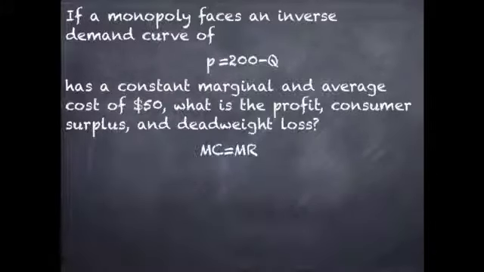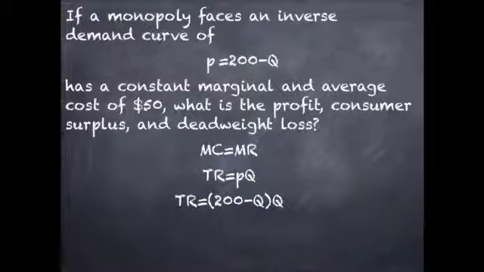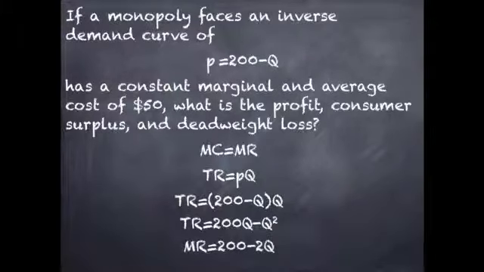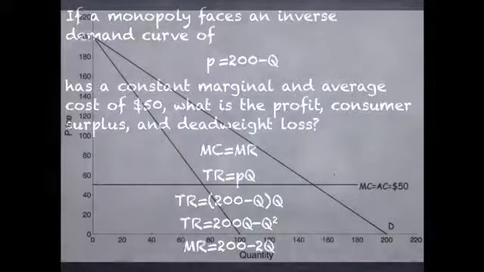So realize that output is going to be set where marginal cost is equal to marginal revenue. To get marginal revenue, we're going to have total revenue. So we know that total revenue is P times Q. We know that P is equal to 200 minus Q. So P times Q is going to be 200 minus Q multiplied by Q. We multiply that through and get 200Q minus Q squared. And we take the derivative of total revenue, and that gives us marginal revenue, which is 200 minus 2Q. So that gives us the marginal revenue that we need.